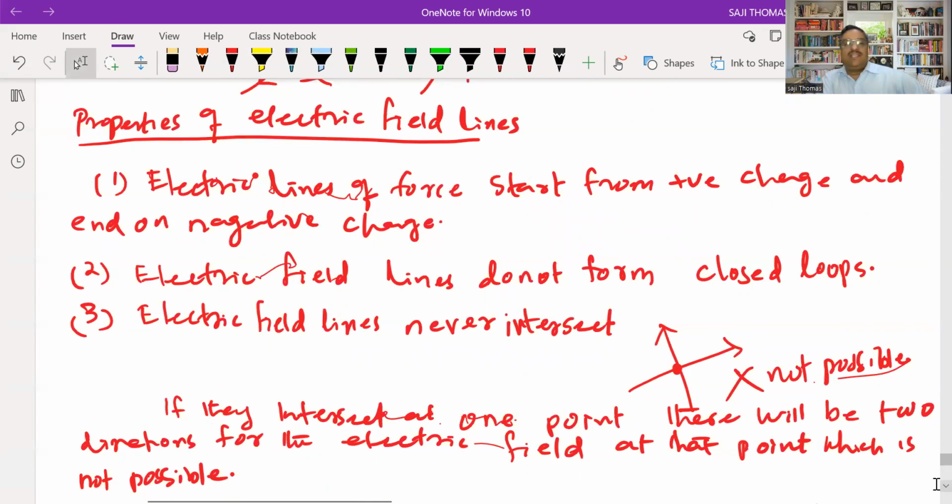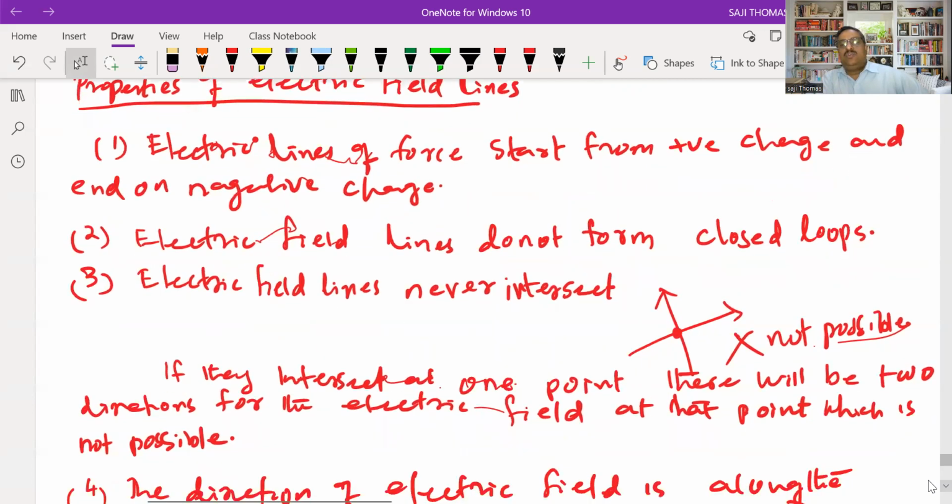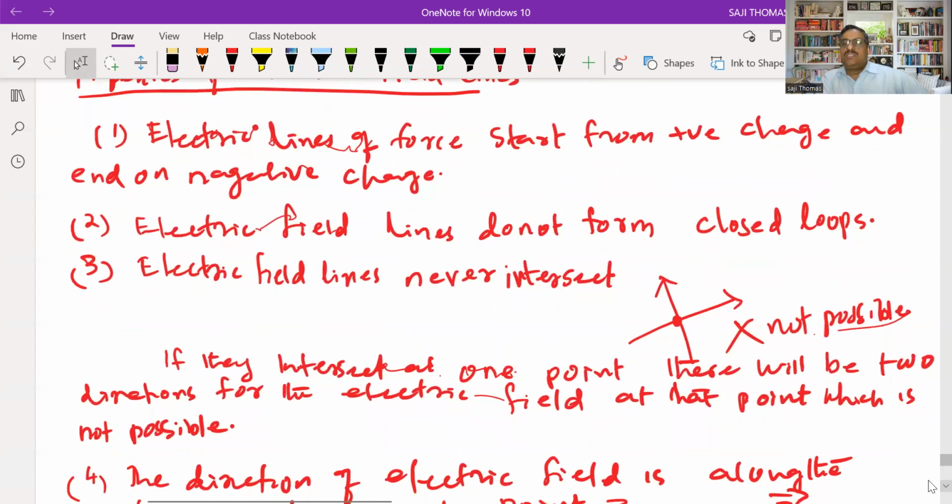I will tell once again. Electric lines of force start from positive charge and end on negative charge. Electric field lines do not form closed loops. Electric field lines never intersect. What will happen if they intersect? If they intersect, it means that there are two directions for electric field at that point. At one point, there can be only one direction for the electric field.